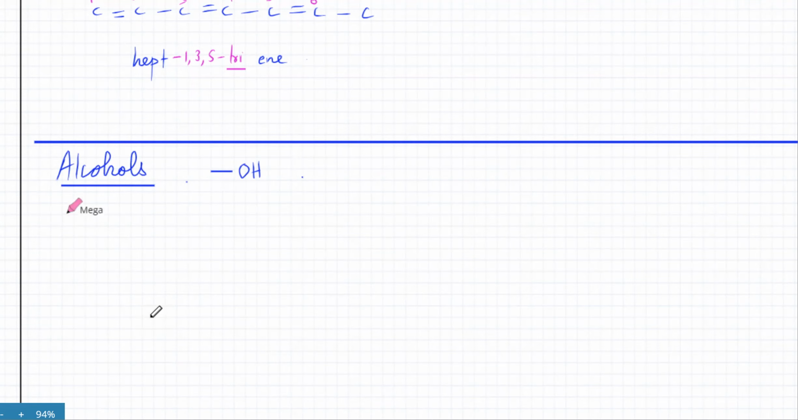The general formula, which most of the time is not going to work, is CnH2n+1OH. The suffix is going to be ol. So the name is going to end with ol. So you've got anes, you've got enes, and you've now got ols.